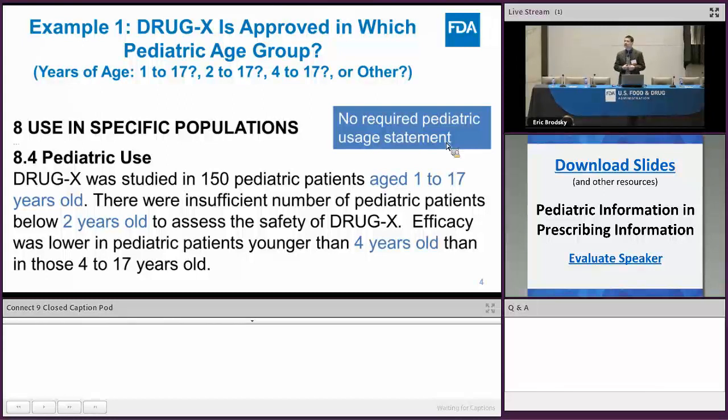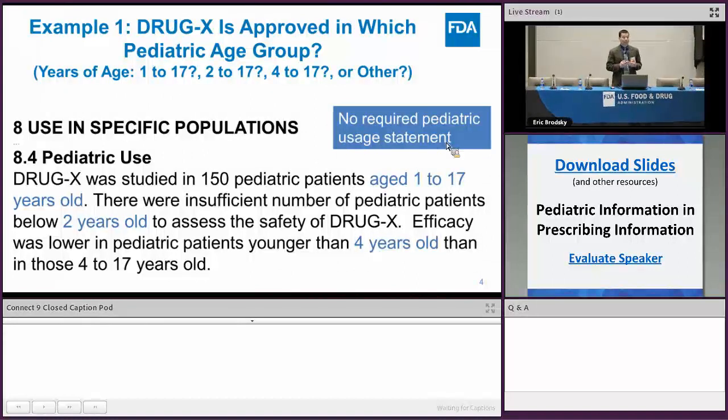We've recently had stakeholders ask us certain questions about pediatric use information in labeling. Specifically, is the product approved for pediatric patients? And if it is approved in pediatric patients, what age groups is it approved in? So here is a fictitious example in the Pediatric Use subsection, in the Use in Specific Populations section, in which it's not totally clear what age groups the product is approved for.